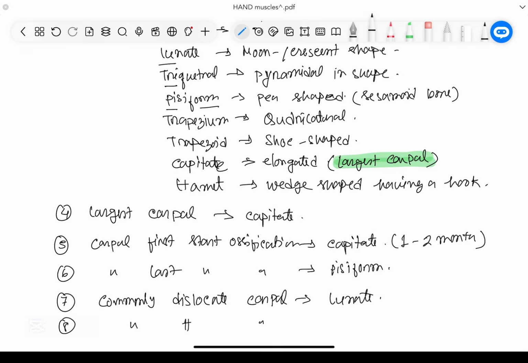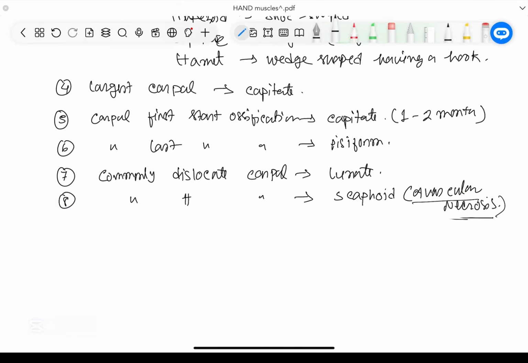Then we can also ask you the commonly fractured carpal. You have to remember that should be scaphoid, and it mainly gets avascular necrosis. Avascular necrosis happens in 10 to 15% of cases. Not every scaphoid fracture means there will be avascular necrosis. Now, in this 10 to 15% of cases, why is there avascular necrosis, and in other, major cases, why is there no avascular necrosis? Let's see why.